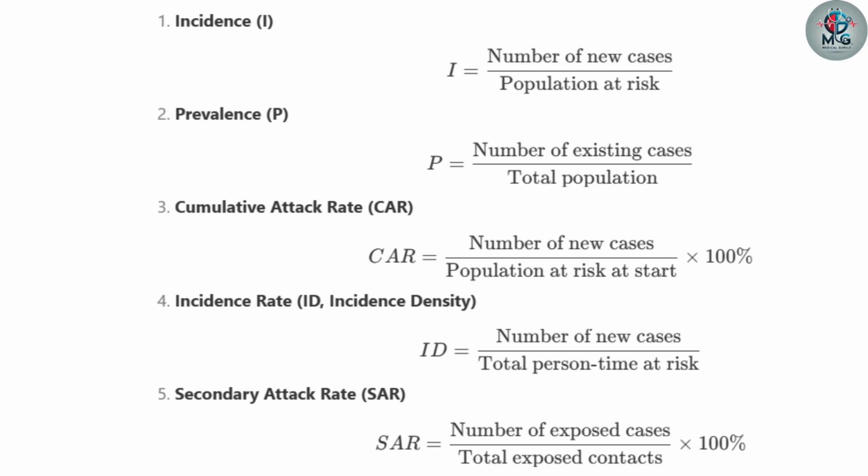3. Cumulative attack rate equals the number of new cases divided by the population at risk at start, times 100%. 4. Incidence rate, ID, or incidence density, equals the number of new cases divided by the total person-time at risk. 5. Secondary attack rate, SAR, equals the number of exposed cases divided by the total exposed, times 100%.